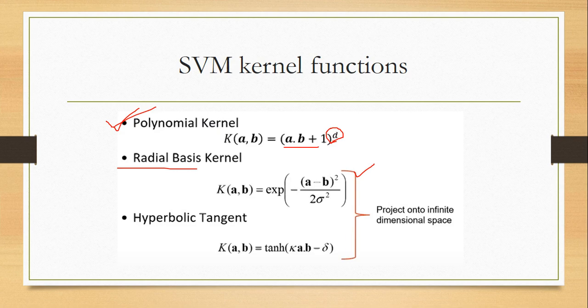So these are nothing but kernel functions: polynomial kernel, radial basis kernel, or hyperbolic tangent kernel. That is also a function, a function for the hyperbolic tangent kernel. So fine, these are the kernels we have to apply to make our non-linearly separable space into a linearly separable space. Okay, so that's that.